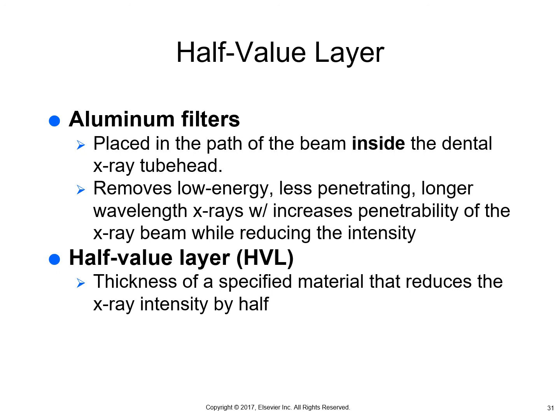The half value layer that they speak of is a thickness of specified material that can reduce the X-ray intensity by half. So it's exactly what it says. And aluminum filters are what are used in the X-ray tube. So basically that's all we're looking at, is what can I place inside the tube to reduce the intensity of that X-ray beam by half, and that in this case is aluminum.